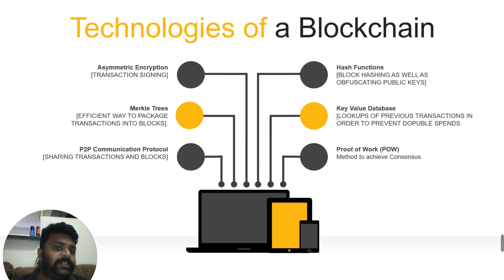Okay, and the next thing is Merkle trees. Merkle trees are an efficient way to package transactions into blocks, and once the packaging has been done, we go for the key-value database, that is lookups of previous transactions in order to prevent double spends. And finally we come to the communication protocol, that is sharing of transactions and blocks through P2P. Once everything is done, the proof of work comes in as the method to achieve consensus. So this is how the technology of a blockchain works.